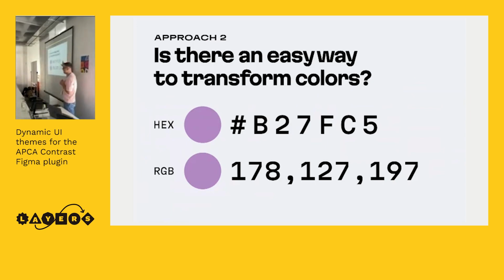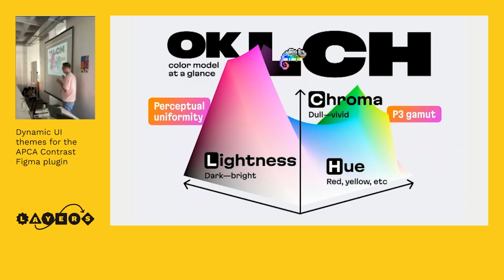This is how we store our colors in Figma files, in CSS files, etc. Can someone figure out how to change these numbers to make this purple darker or lighter? I don't. And this is the perfect moment for me to introduce to you the OKLCH color model.